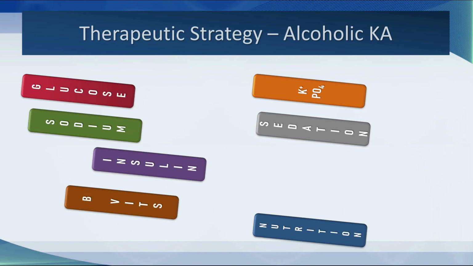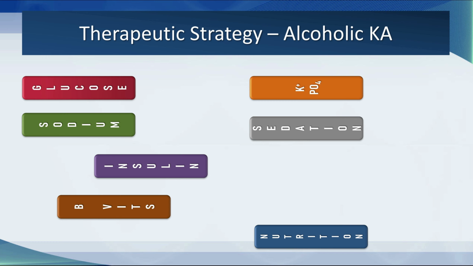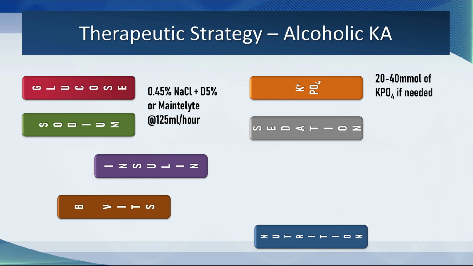Normally, you will start a resuscitation with glucose, often inside a vehicle that gives the patient sodium and chloride at the same time. For example, half normal saline with 5% dextrose. That's available in every hospital in the world. Maintenolite would be a good alternative fluid that you would run at 125 mils per hour. The patient will likely need phosphorus and potassium repletion fairly aggressively and fairly early, usually 20 to 40 millimoles. If the blood glucose exceeds 8 millimoles per litre or 150 milligrams per deciliter, an insulin infusion should be started.